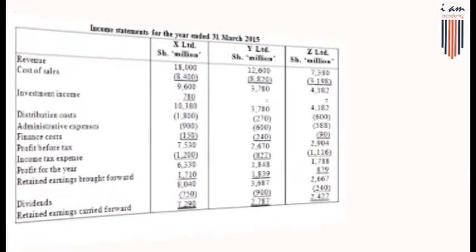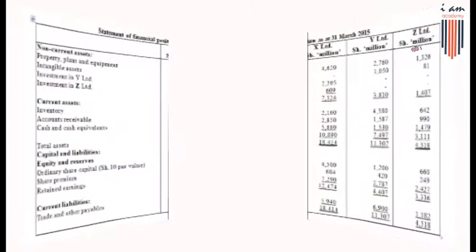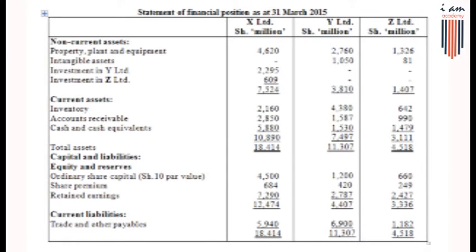We have the income statement for the year ended 31st March 2015. We have for X, Y, and Z. We have the revenue, cost of sales, investment income, we have distribution, we have admin expenses, we have finance costs, we have the profit for the year, the retained earnings, the dividends, retained earnings carried forward. The statement of financial position is also given. Non-current assets, we have the current assets, we have the current liabilities, we have the non-current liabilities. No, we have only current liabilities in this case.